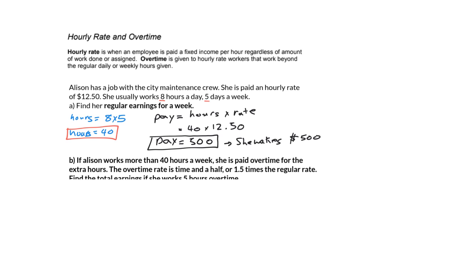So now, for the second question here, if Allison works more than 40 hours a week, she's paid overtime for extra hours, okay? The overtime rate is 1.5 times the regular rate. And now we call this time and a half, okay? So to understand how this works, we'll break the overtime into 2 steps. 1, we find the new rate of pay.